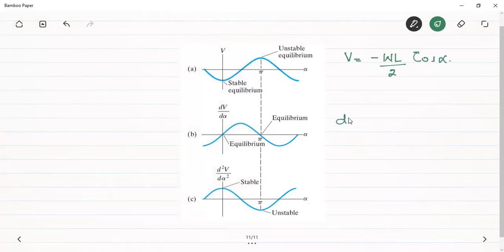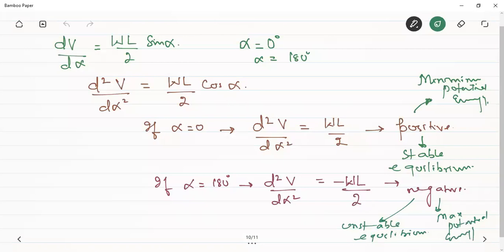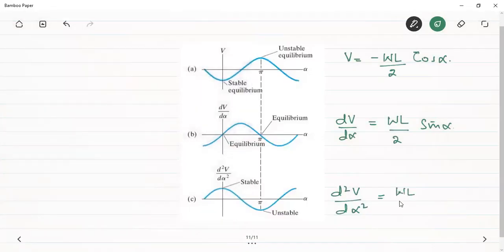And the variation of the first derivative with alpha was given by WL by 2 sine alpha. Okay, and the variation of the second derivative of the potential energy function, we had seen lastly, was equal to WL by 2 cos alpha. So all these have been plotted here.